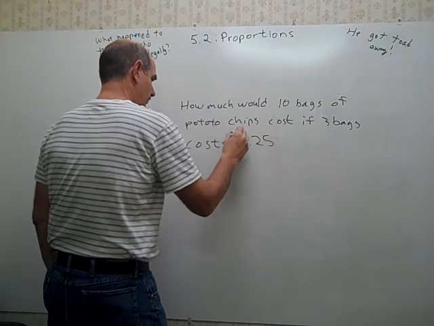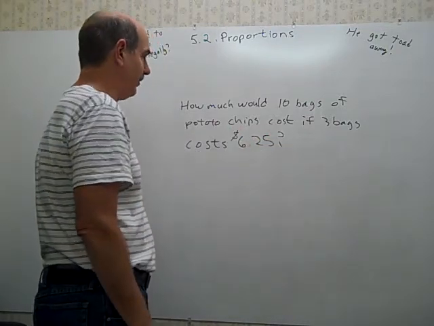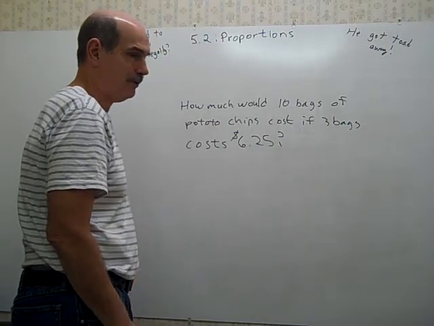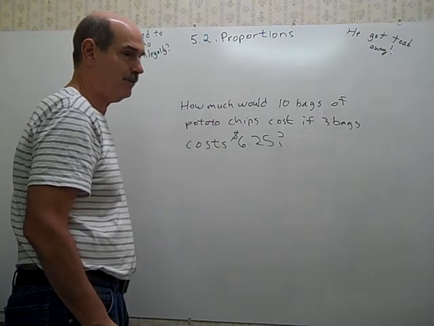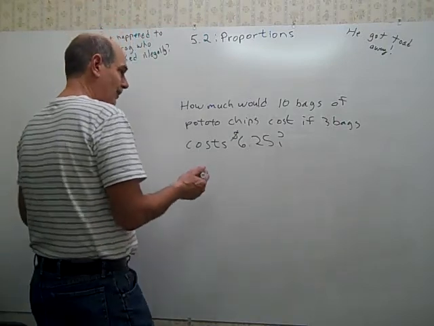There are various ways to do this problem. I mean, an obvious way would be to figure out the cost of 1 bag by dividing 3 into $6.25. Once you get the cost of 1 bag, you multiply it by 10. But develop your math skills and follow the directions, and you solve it using proportions. So we're going to solve this using proportions.